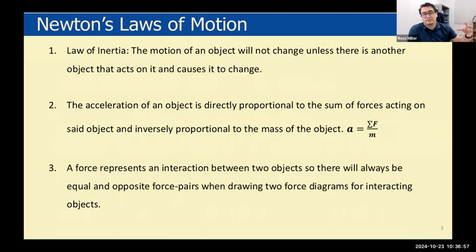The second law quantifies, so it's the mathematical version of the first law, and it says the acceleration is directly proportional to the sum of interactions, the sum of forces, and it's inversely proportional, so you divide by the mass of the object. A lot of times this is written as F equals ma, as a really simplified version, but it's really that the acceleration equals the sum of forces divided by the mass of the object.